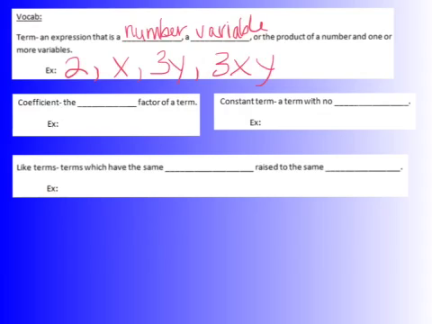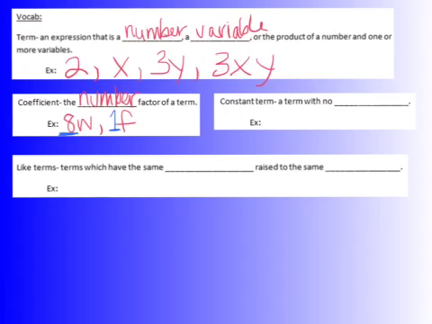All right, a coefficient. Coefficient is the number factor of a term. So, for example, if I have the term 8w, then the coefficient is the 8. It's the number part of that term. Also, if I have the term f, my coefficient here is 1 because I have an invisible 1 right in front of the f.